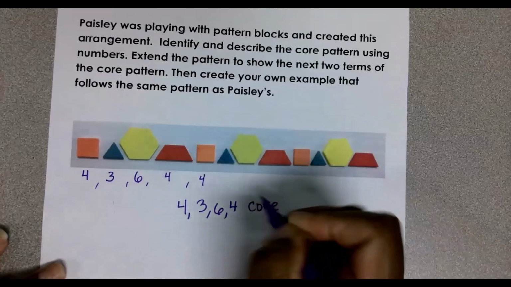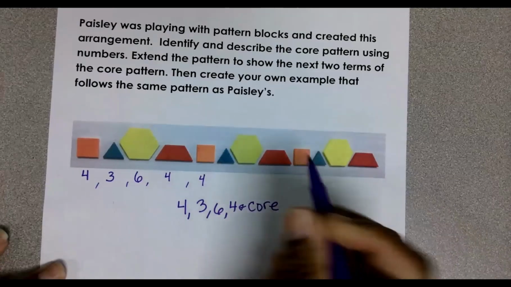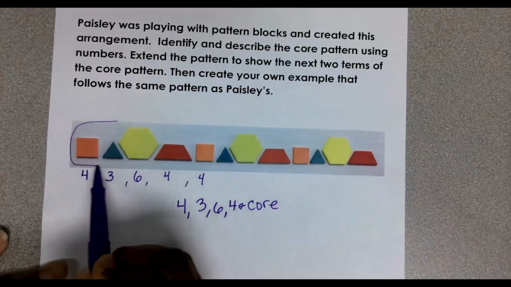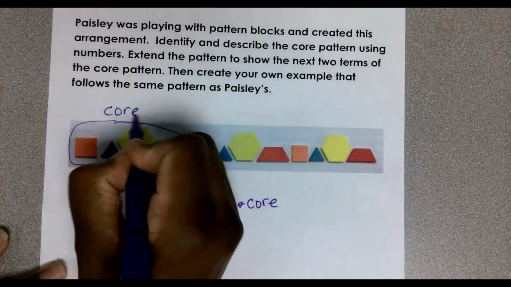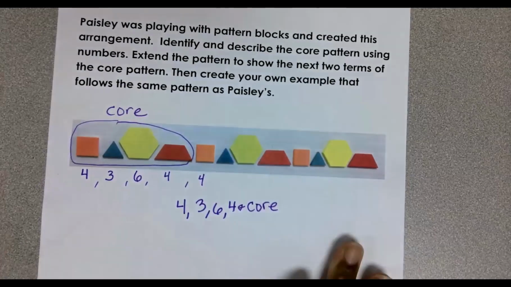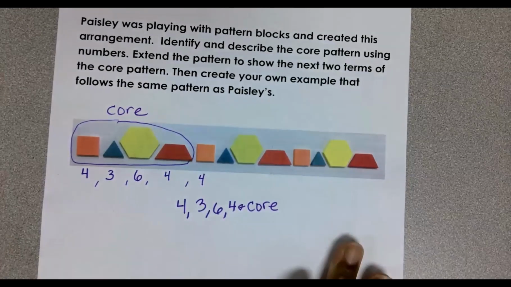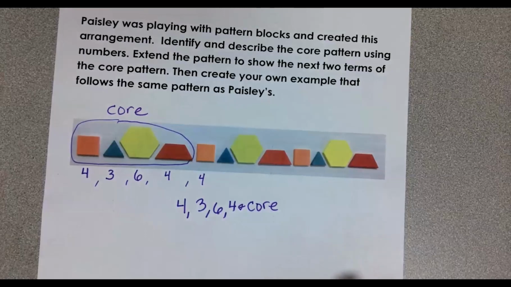Okay, so this is my core. If I want to label the picture, I would circle it. This is the core. In the suggested lesson, students will identify the core, extend it by saying what comes next, and then create another example using the same core pattern.